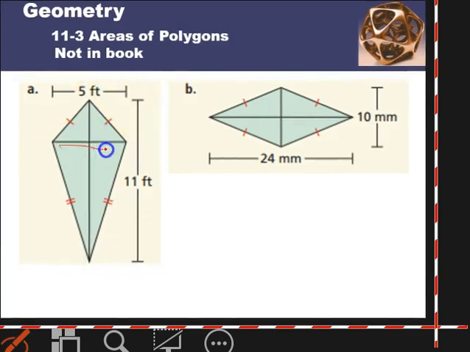So this distance right here is the 5, and this distance right here is 11. So for this one, I'm going to do 5 times 11 divided by 2. So I get 55 halves, and that would be feet squared. And if I wanted to, I could get the decimals for that. 55 divided by 2 is 27.5. So 27.5 feet squared.